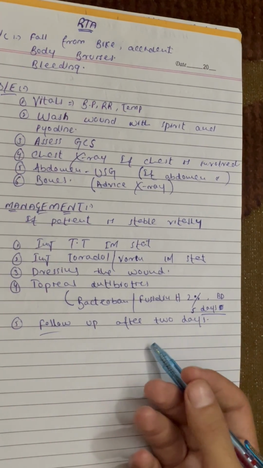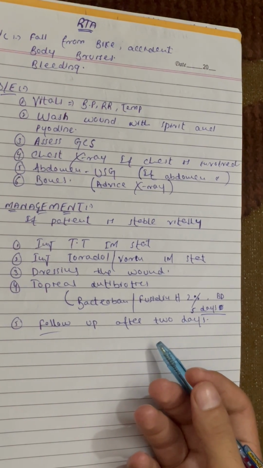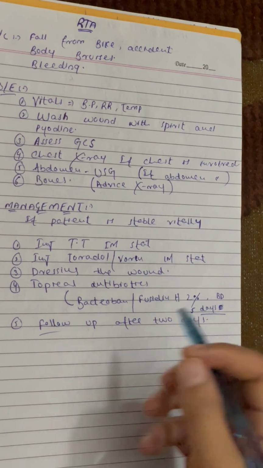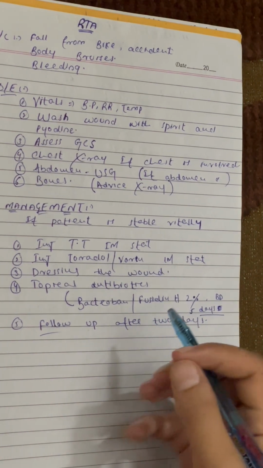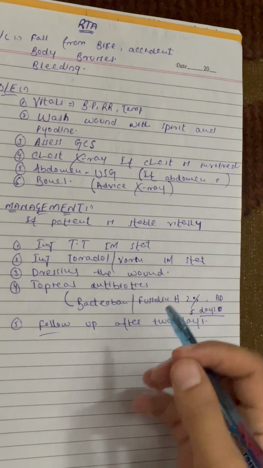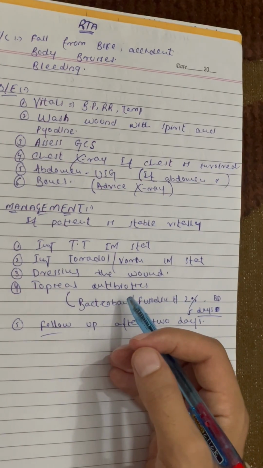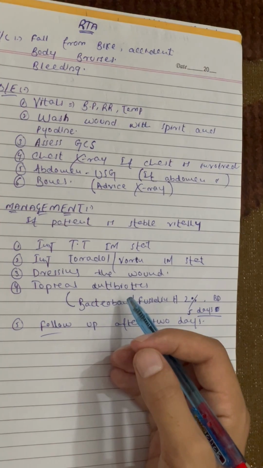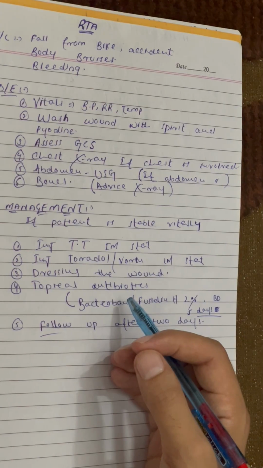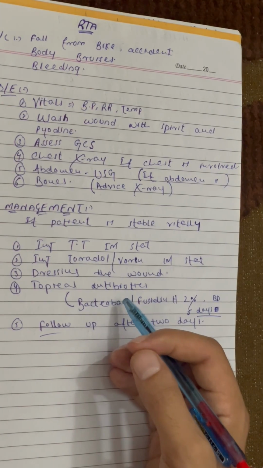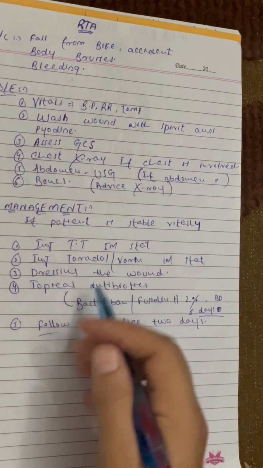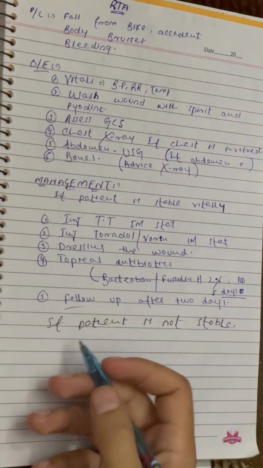So the management of a road traffic accident patient begins with assessment of vital signs, wound care, GCS evaluation, then comes appropriate investigation, then pain control, tetanus prophylaxis, proper dressing, and regular follow-up is necessary, right? So this is all about road traffic accident.